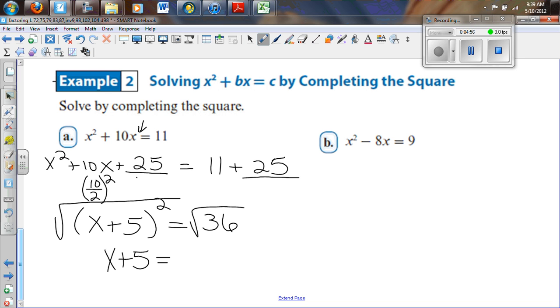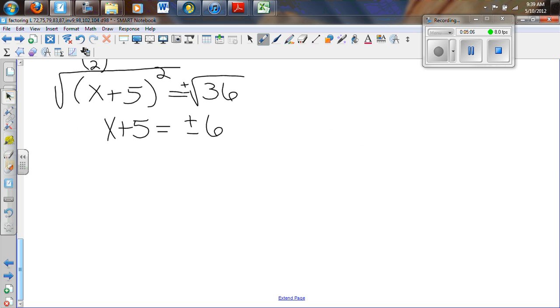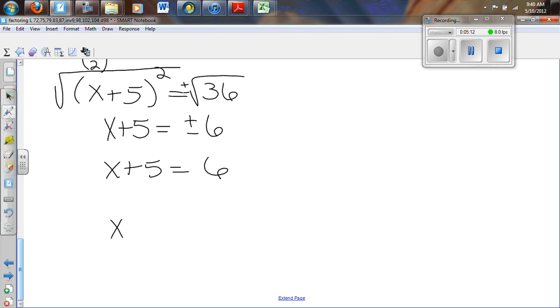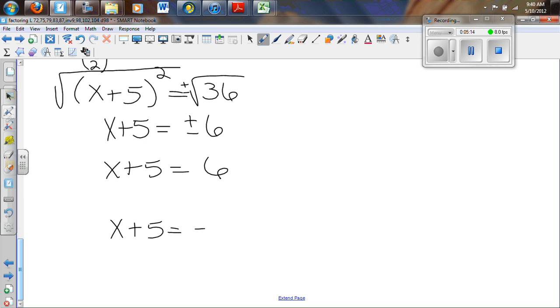And be sure again that you put the plus and minus of that square root of 36. So it's going to be positive or negative 6. And so really what happens here is we're going to end up with two answers because x plus 5 equals 6 or x plus 5 equals negative 6.